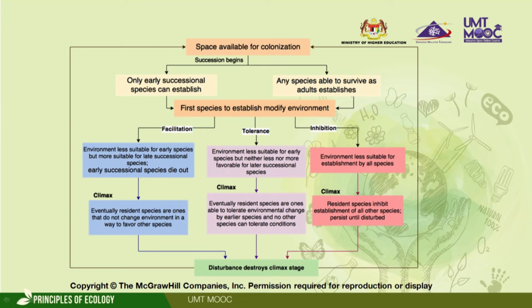Finally, the inhibition model proposes that once early colonizers secure a place or resources, they inhibit subsequent invasion by other species or suppress the growth of species invading at the same time. Most studies of succession support the facilitation model and the inhibition model, or some combination of the two.